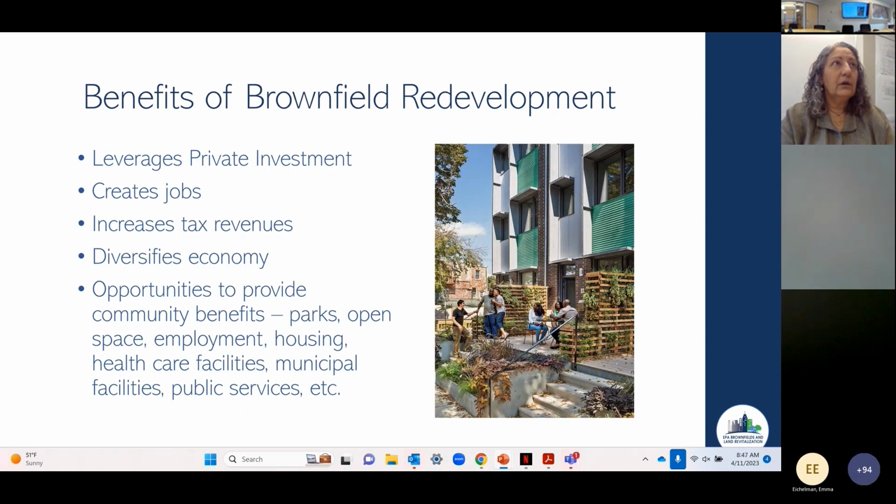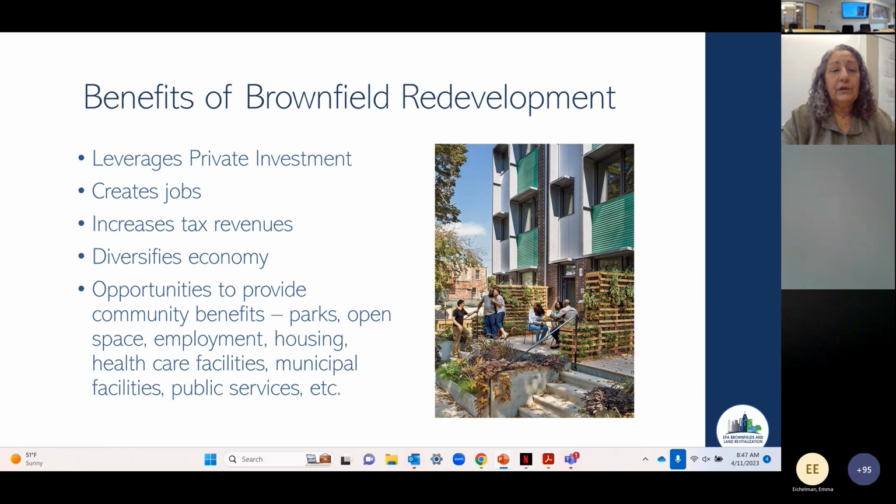And we'll talk about that a little bit later. It also leverages tremendous amount of private investment. But there is something like $20 in private investment leveraged for every dollar of EPA funding toward assessment or cleanup of a brownfield property. Creates jobs and increases tax revenues when there is an economic reuse of the property, such as for even housing, but retail or commercial use. And it also provides opportunities and land for community benefits.